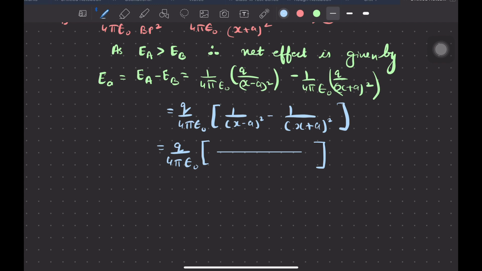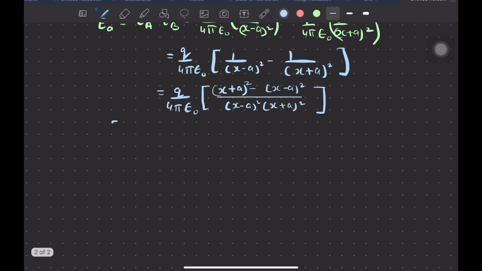So let us take the LCM. We will have (x minus a) whole square into (x plus a) whole square, and solving this we will get (x plus a) whole square minus (x minus a) whole square. What else do we have to do? We just have to open up these brackets. So the electric field intensity on the axial line is equal to q upon 4 pi epsilon naught, and here we will substitute the formula a square plus b square plus 2ab. Take it in a single bracket, put the minus sign, open the other bracket, (x minus a) whole square. We will get x square plus a square minus 2ax.